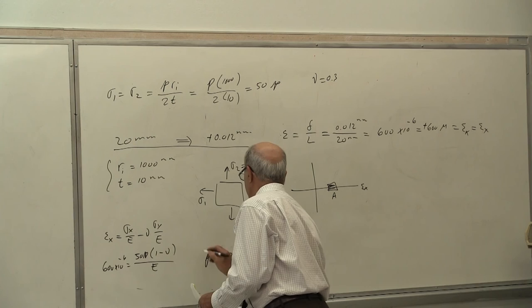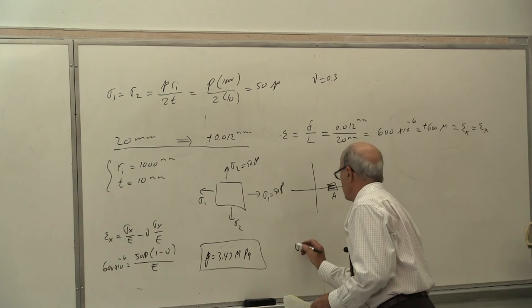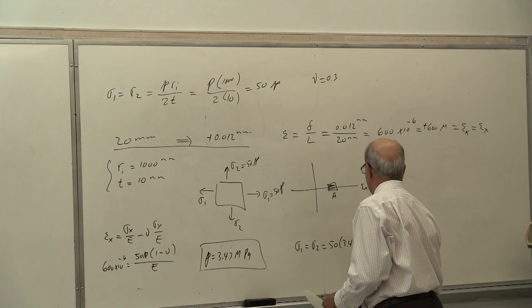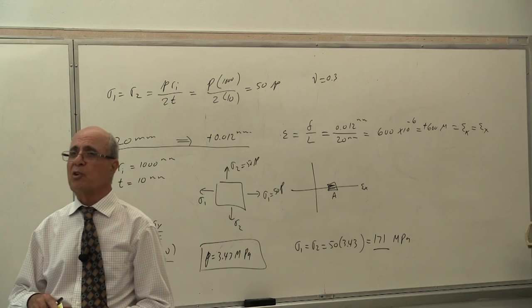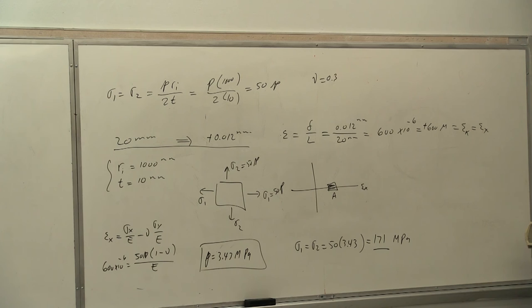After you calculate the P, you can calculate sigma 1 equal to sigma 2 equal to 50 times 3.43 megapascal, which becomes 171 megapascal. So that's the stresses there. It's all simple, very thin there. Now, what is interesting that I kept you here for, let's draw the circle for the stress and for strain. So you see something that you haven't seen in the past. Okay, this is for a stress.